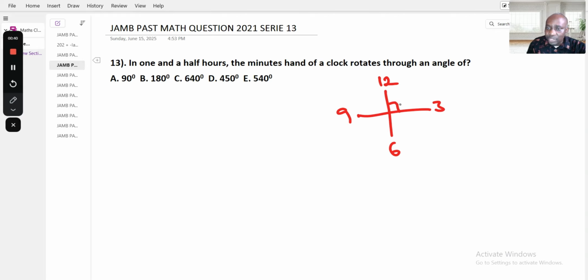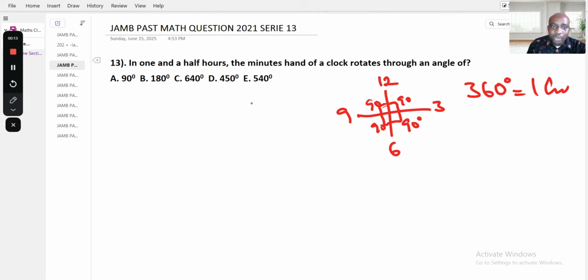It means that from here to here is 90 degree. From here to here is another 90 degree, isn't it? From here to here is another 90 degree, and from here to here is 90 degree. The total of these 90s is 360 degree, isn't it? For 60 minutes, 1 hour, we have 360 degree.